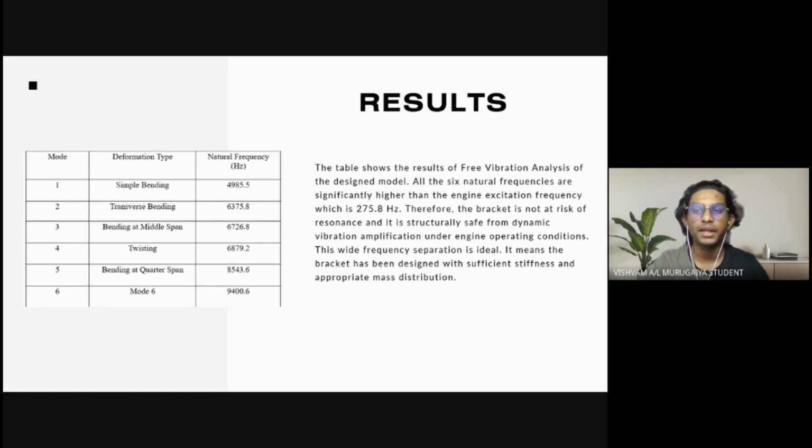Therefore, the bracket is not at risk of resonance, and it is structurally safe from dynamic vibration amplification under engine operating condition. This wide frequency separation is ideal. It means the bracket has been designed with sufficient stiffness and appropriate mass distribution. So that's all from me.